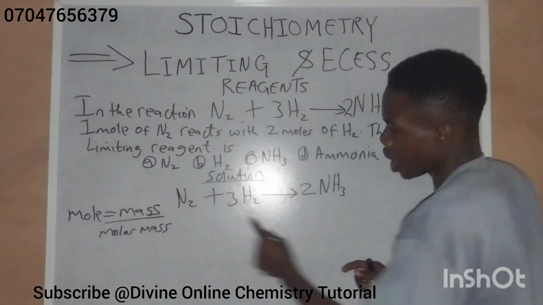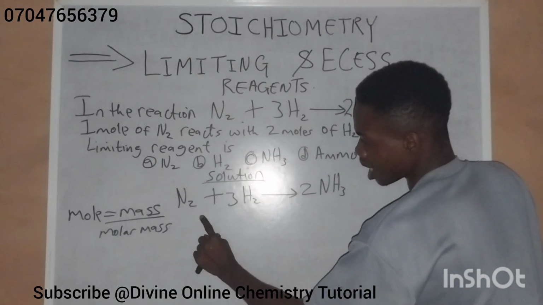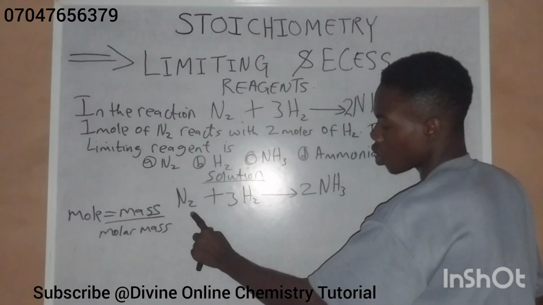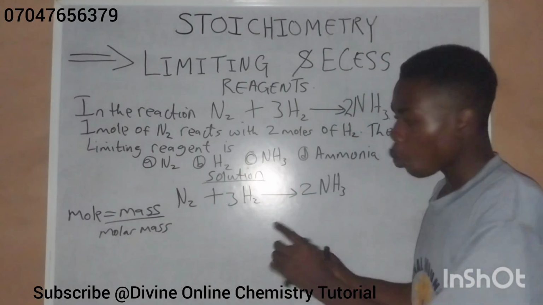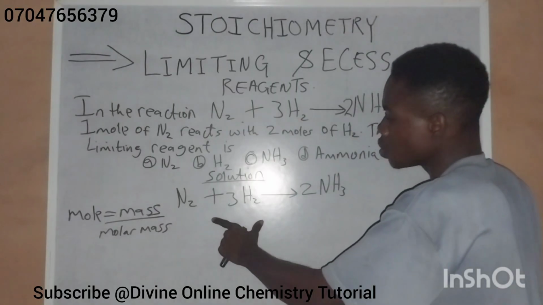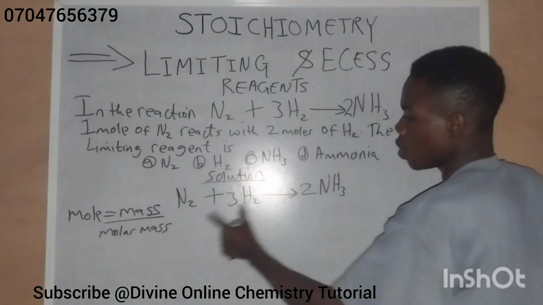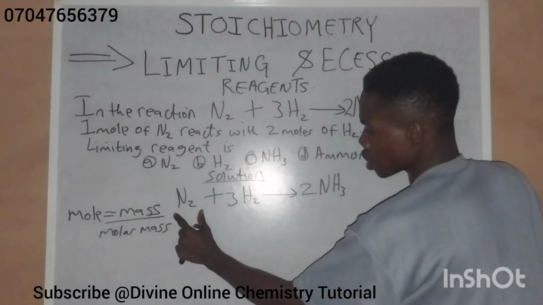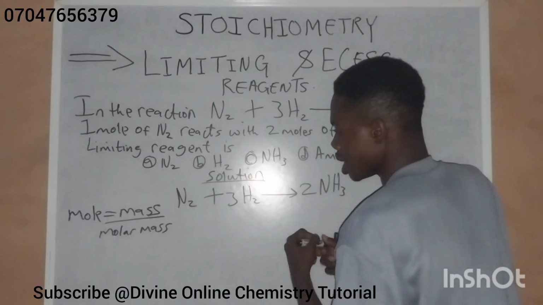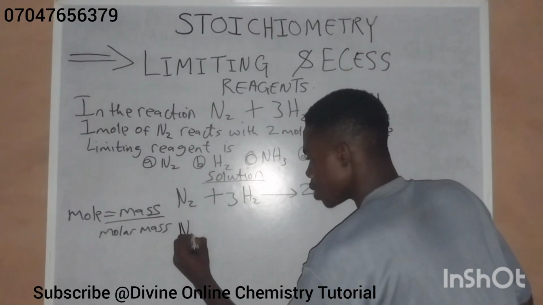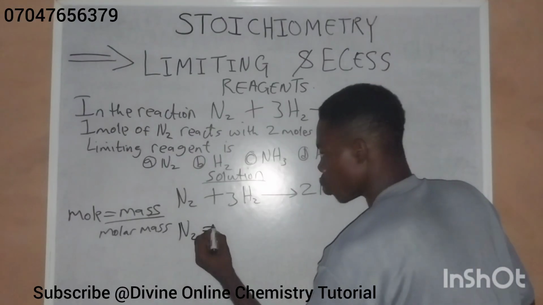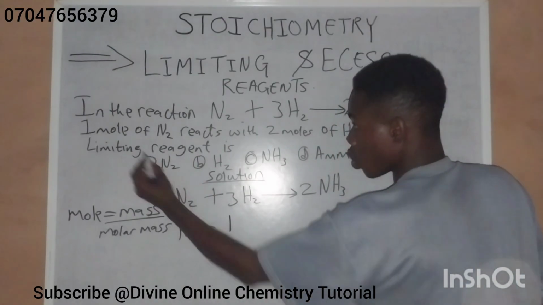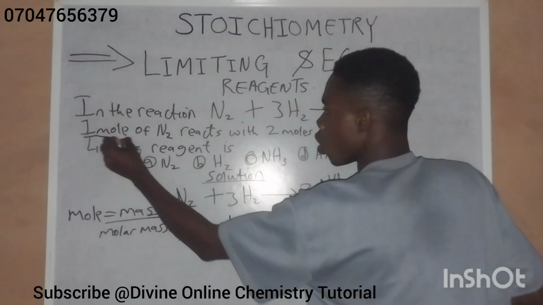Now, if you look at it very well, you see this nitrogen gas that's here. Even if there's no value here, it tells us that we have just 1 mole of nitrogen gas. Now, what I'm going to do is divide the number of moles by the coefficient of each of the reactants. We start with the first one, which happens to be nitrogen gas, N2, equal to. The number of moles of nitrogen gas that they gave us is 1. In the question, 1 mole of nitrogen gas.